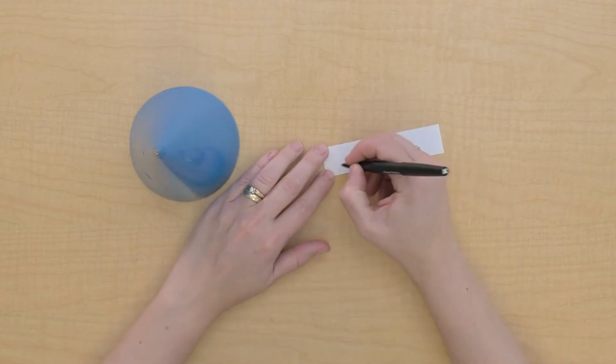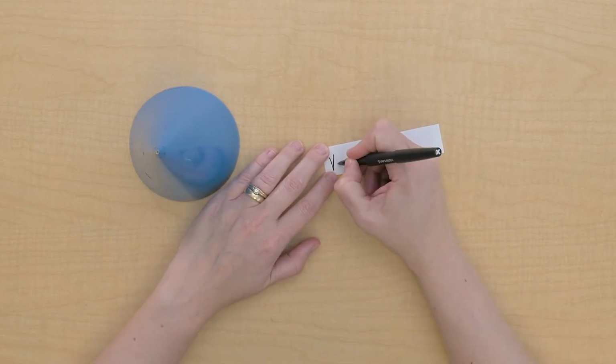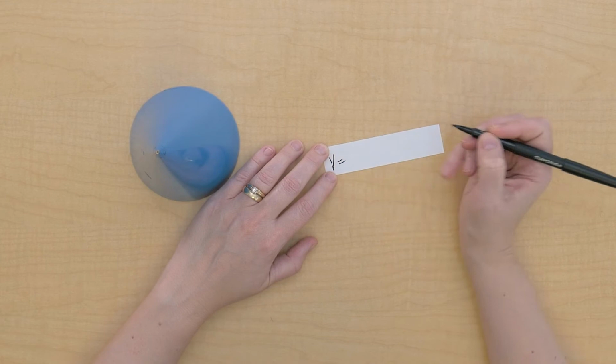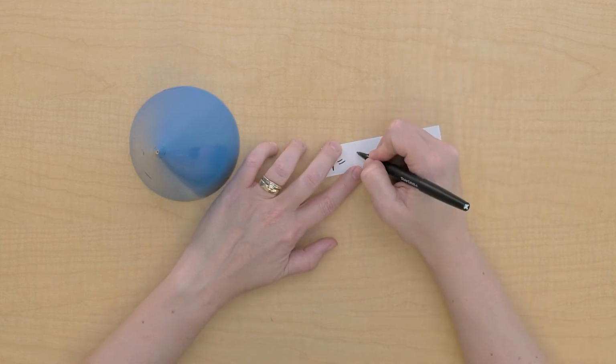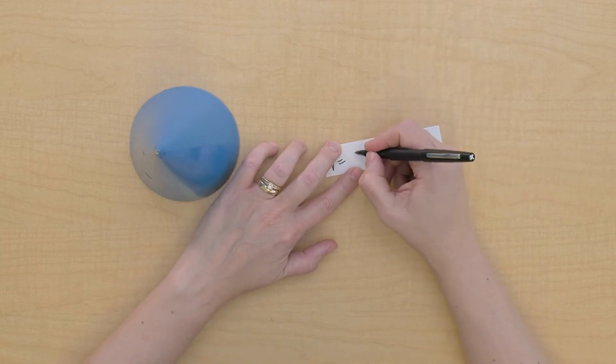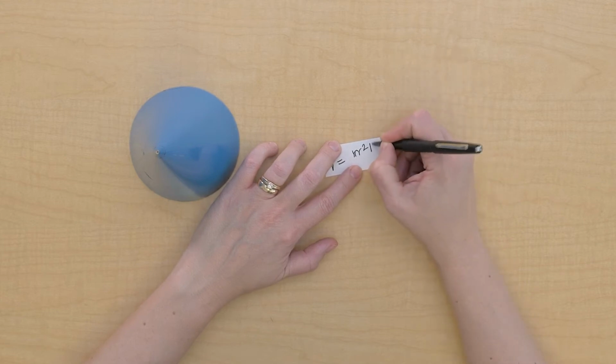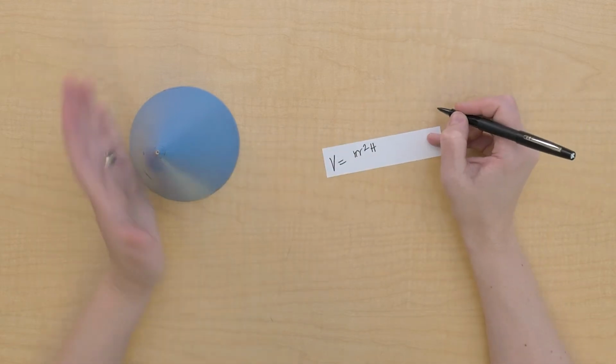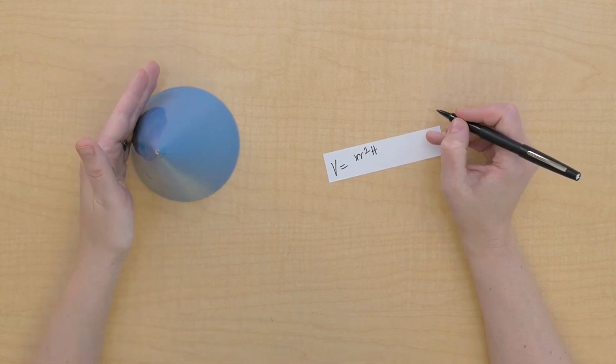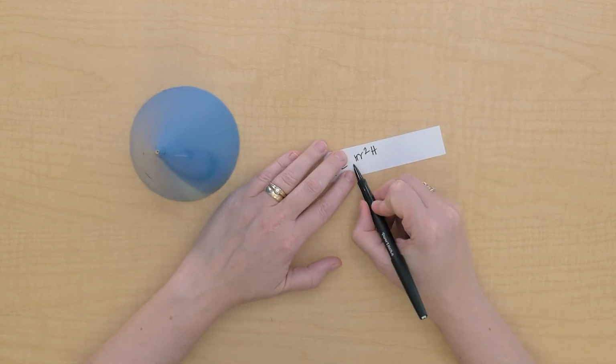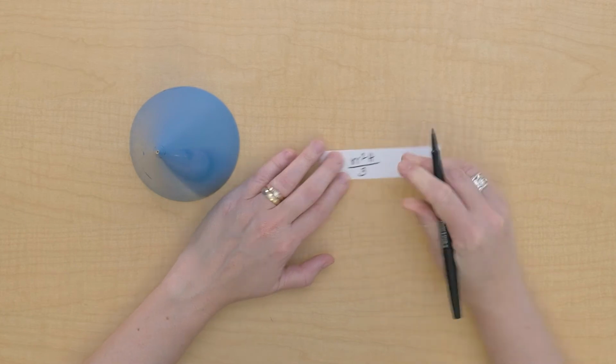So that means we know to find the volume of a cylinder, we're going to do pi r squared times the height. And then that means that for the cone, it's going to be 1/3 of that. So we have to divide all of that by 3.